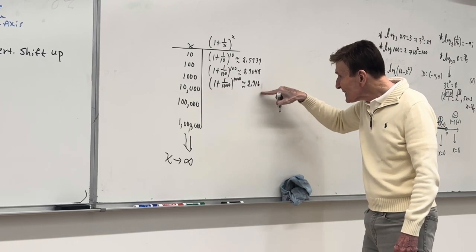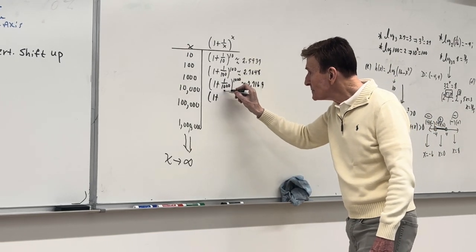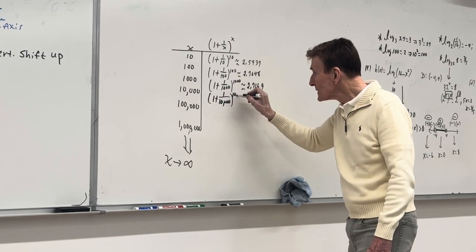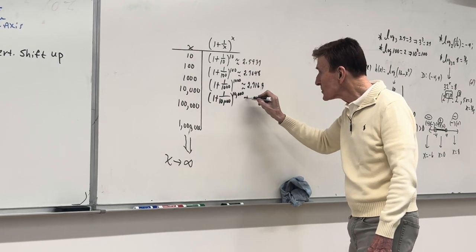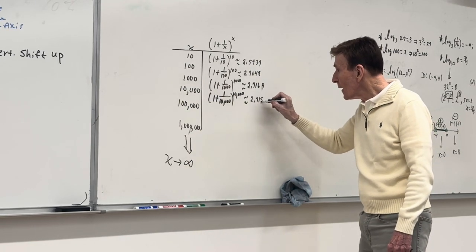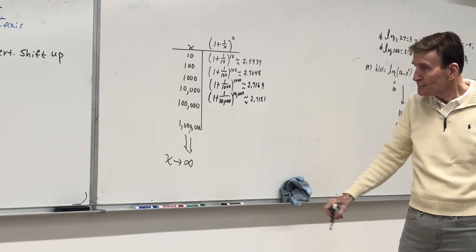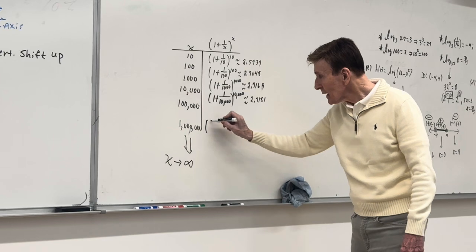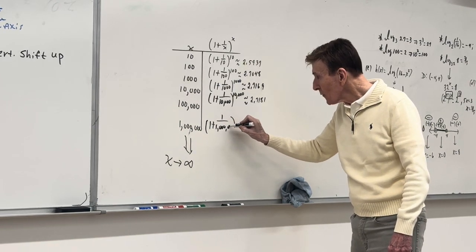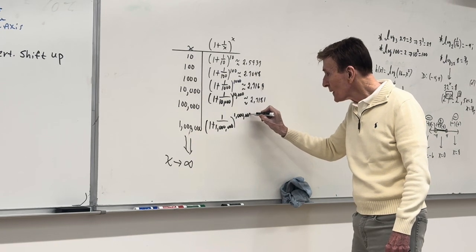Okay. Let's try 10,000. And tell me what on earth is that close to? 2.7181. I'm going to jump down to 1,000,000. Please tell me, in that strange expression, what on earth is that close to?